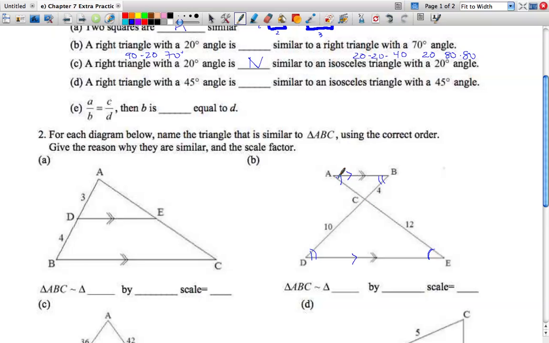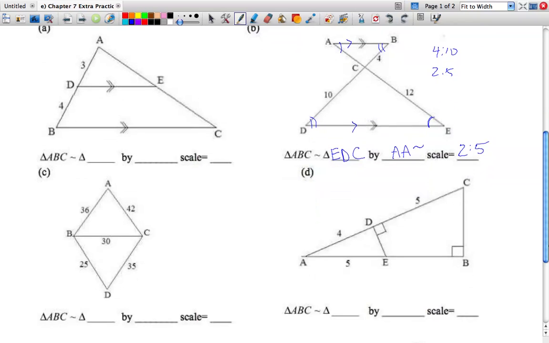So we know that angle A matches up with angle E, angle B matches up with angle D, and angle C matches up with angle C. And the reason is angle-angle similarity. So now we have to make sure we check out BC to DC. BC is 4 and DC is 10. So 4 to 10 can be simplified as 2 to 5. So the scale factor is 2 to 5. Okay.